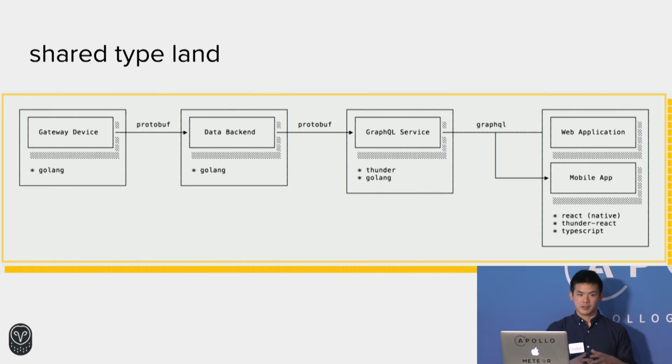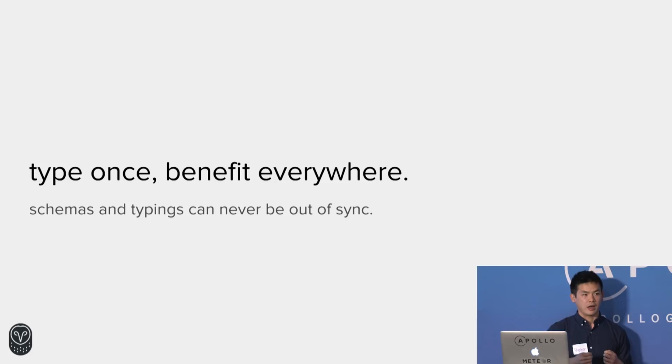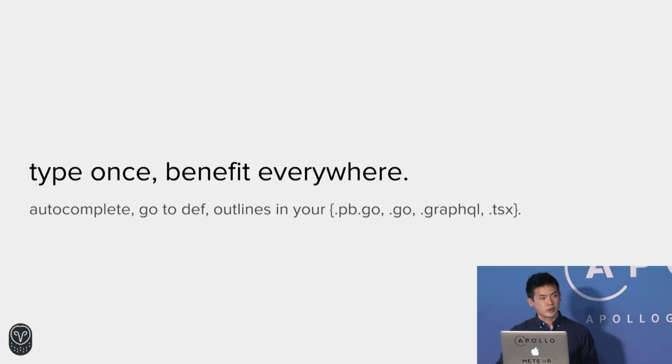And so now, taking the fully zoomed out view of this, we can share types across all parts of our system. For a piece of code that might interact with multiple parts of the services, you only ever have to write a type definition once, but you get to benefit everywhere. This is pretty great. The schemas and typings can pretty much never be out of sync because we use these automated tools to build them. We still get the benefits of having autocomplete, go to definition, outlines, all of this stuff in our editing environment. So it doesn't matter if you're writing code in a Go file or a GraphQL file or a TypeScript file. You get the benefits of the system knowing what you're talking about all the time.